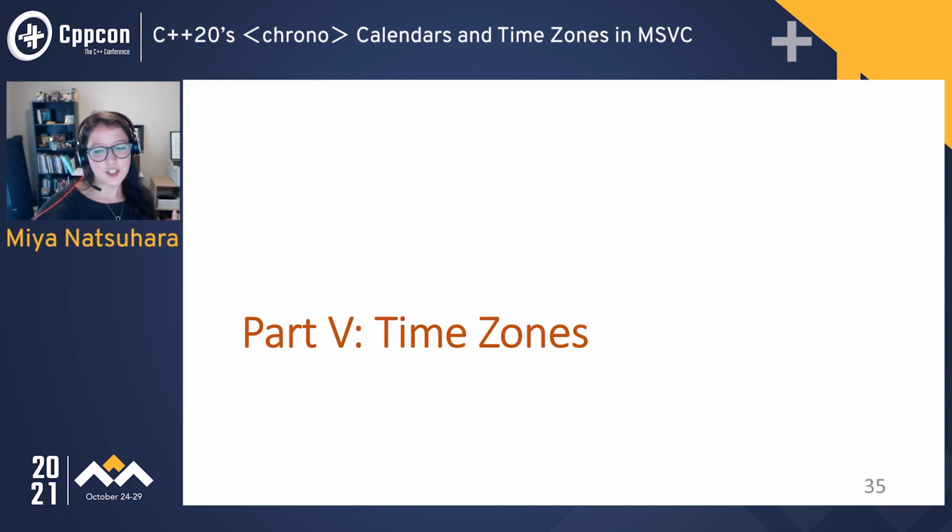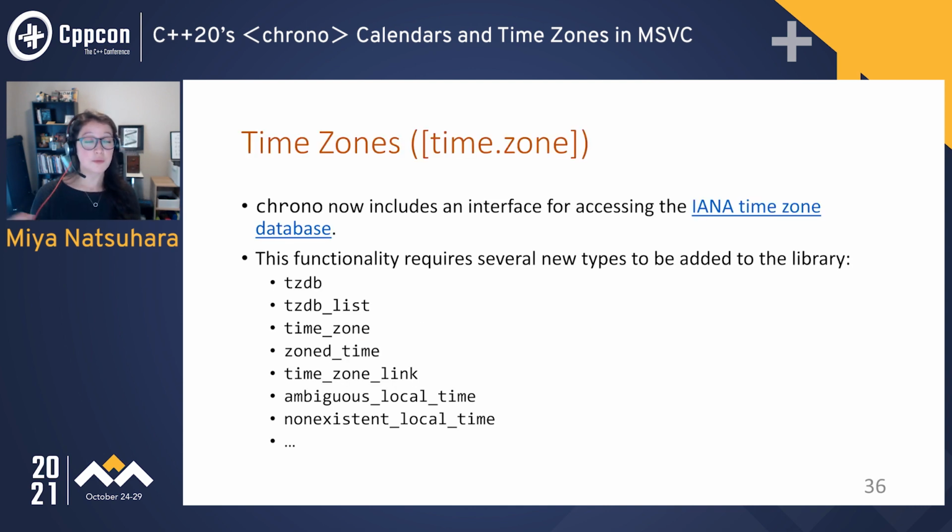Okay, last chunk here: time zones. This is a hefty chunk, to be fair. This is where things get really, really interesting, if you weren't interested enough after leap seconds. Chrono, a very big part of it, now includes an interface for accessing the IANA time zone database. That's a database of time zone information and history that is very reputable and considered very standard. And in true C++20 chrono form, it adds a ton of new types to the library. These are just a couple of them, but we'll talk through at least the ones on this slide.